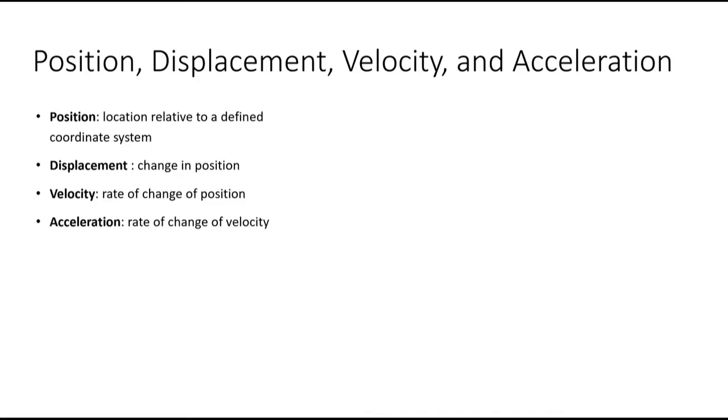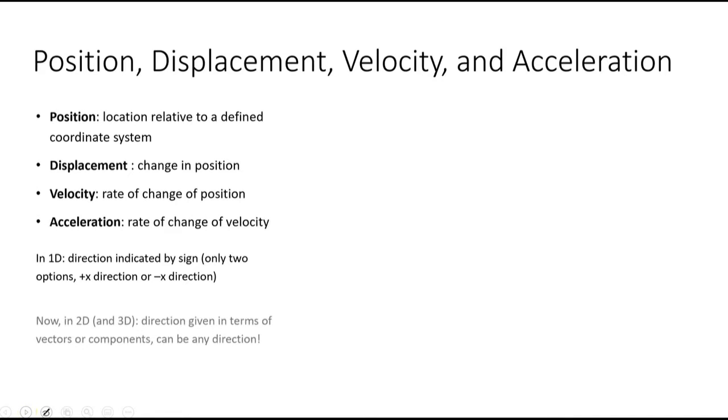Okay, so to get started for today, let's just remind ourselves about our kinematics terms, which we covered in the last lecture. So just a reminder, we're going to be talking about position, displacement, velocity, and acceleration, where position is location relative to a defined coordinate system, displacement is change in position, velocity is the rate of change of position, and acceleration is the rate of change of velocity. And these definitions are all the same as what we learned when we were talking about kinematics in one dimension.